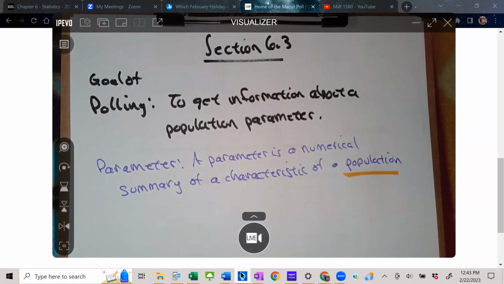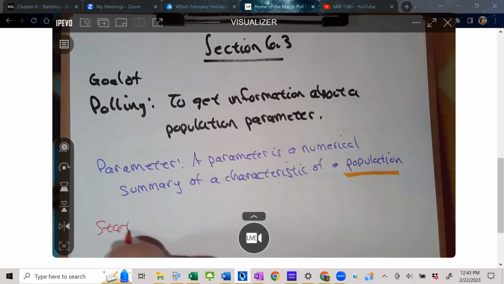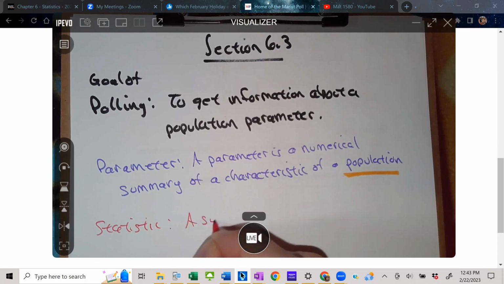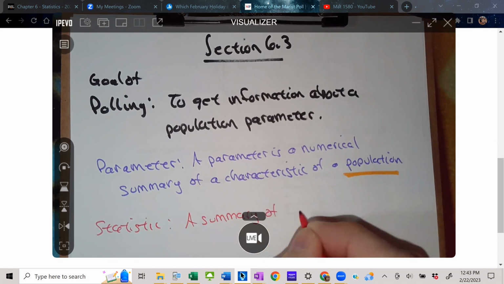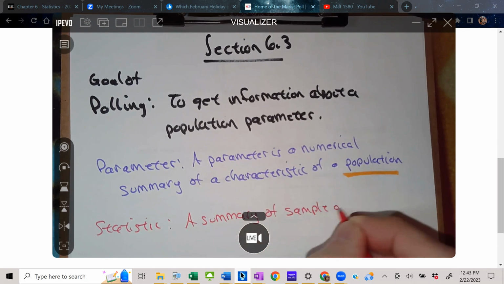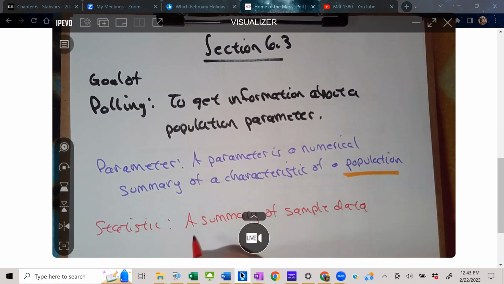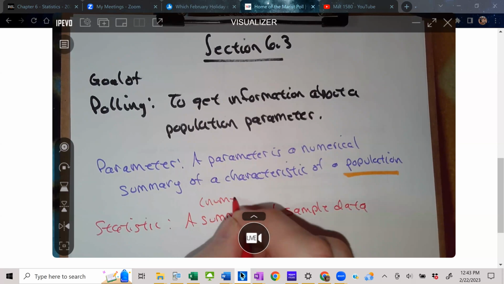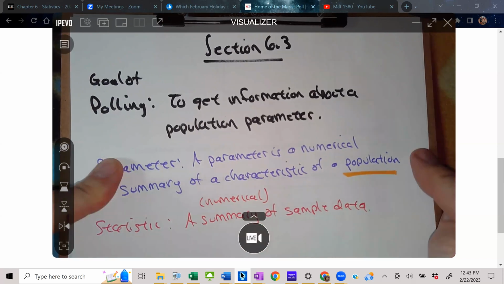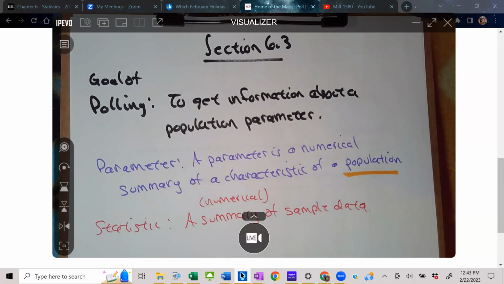How's that different than a statistic? A statistic is of a certain group. Yeah, thanks, Cam. So a statistic is a numerical summary of sample data. So one means you have to conduct a census. That means you have to look at everybody in your population. Whereas if you're dealing with just a sample and you calculate a statistic, well, you don't need everybody. You don't need your whole population in your sample.